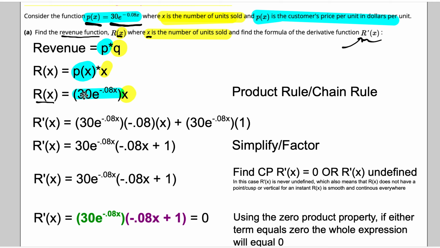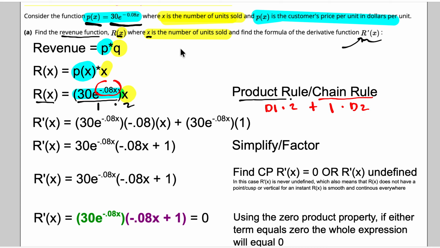So when I look at this function here, I see that I have a function, the price function, that's my first function, times quantity, the second function. So we have a product rule. The other thing that I notice is this exponent here tells me I have a chain rule. I have a function, e raised to another function, negative 0.08x. So if I have a product rule, the product rule says I take the derivative of the first times the second function plus the first function times the derivative of the second.